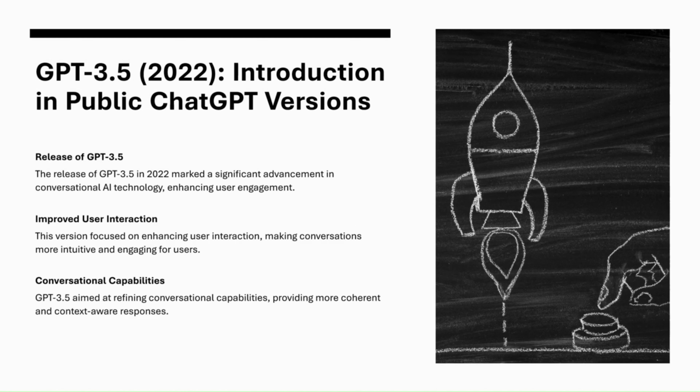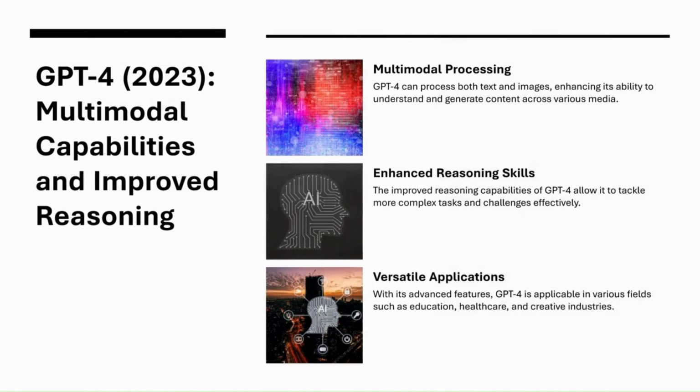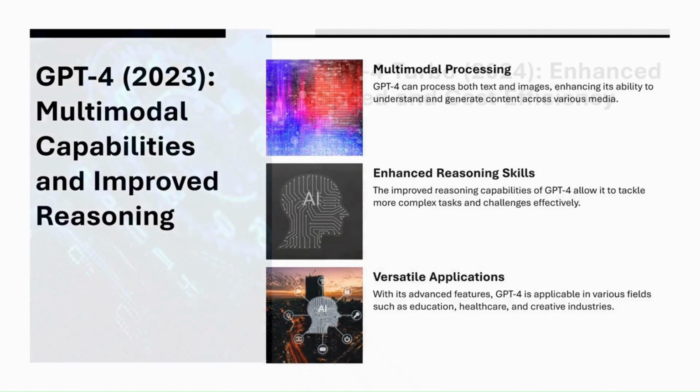In 2022, GPT 3.5 was released and led to public ChatGPT tools. It made chat and AI smoother and more natural. GPT-4 came out in 2023. It could understand text and images, and it was better at reasoning, making it useful in more ways.